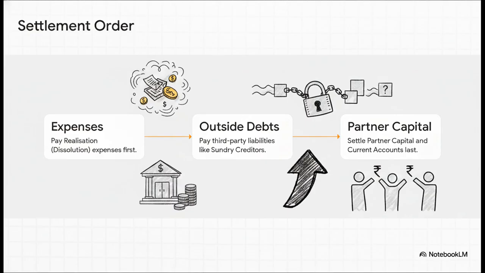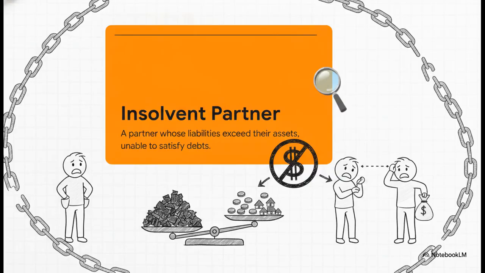First, the expenses of the dissolution itself are paid. Next, outside debts, like bank loans and third-party creditors, are paid off. Only after every single external liability is entirely cleared do the partners actually see a single rupee of their capital returned to them. And remember that unlimited liability rule we talked about earlier? Here is exactly where it bites.